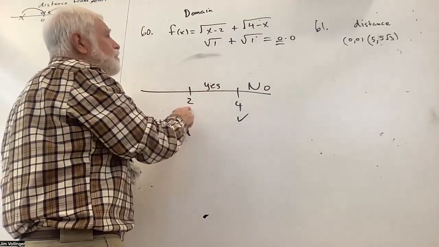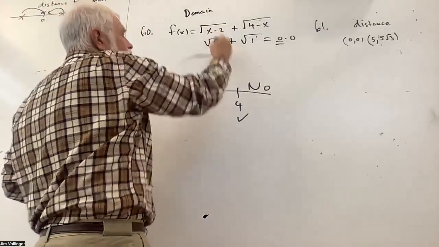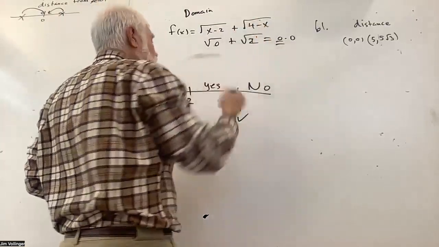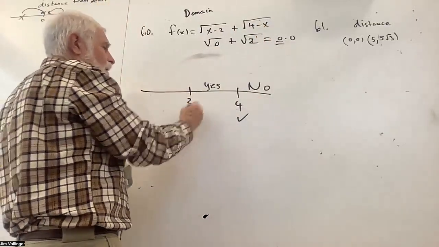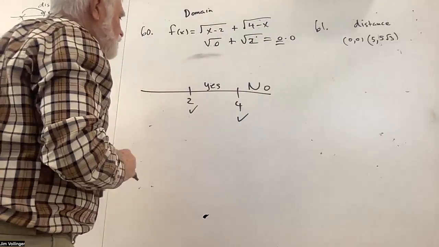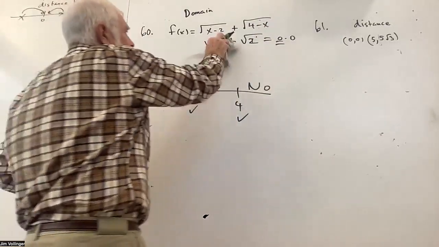Can I use the number 2? 2 minus 2 is 0. 4 minus 2 is 2. Yes, for the same reasons we could use 4. We could use 2. And then let's try 0. Let's put a 0 in here.